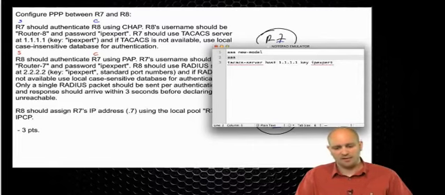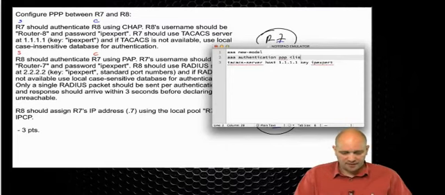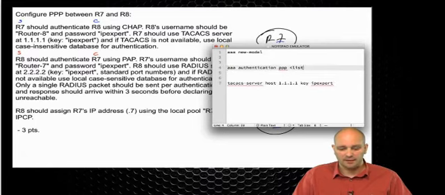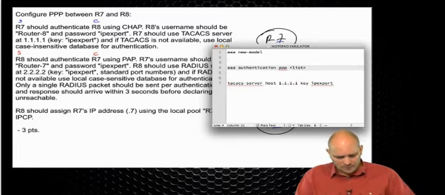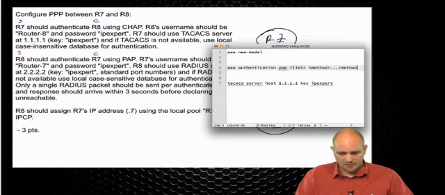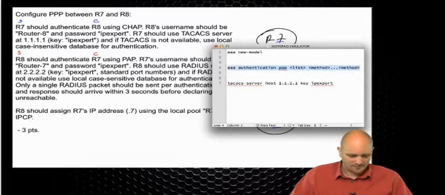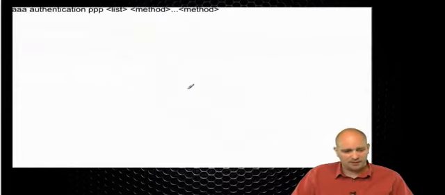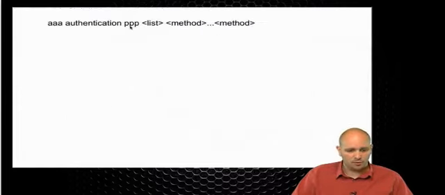So what I need to do here is define aaa authentication ppp, and here I'm going to specify the list. So let me just separate these a little bit like this. Here I have to define something that is called the list name, and then I specify method, followed by different methods. Now, this is the generic format of the AAA authentication command. So let me explain it a little bit in detail how it works.